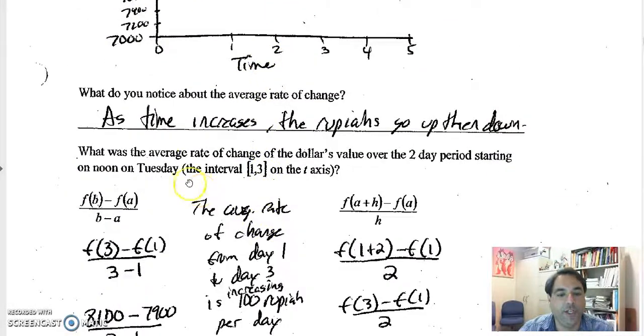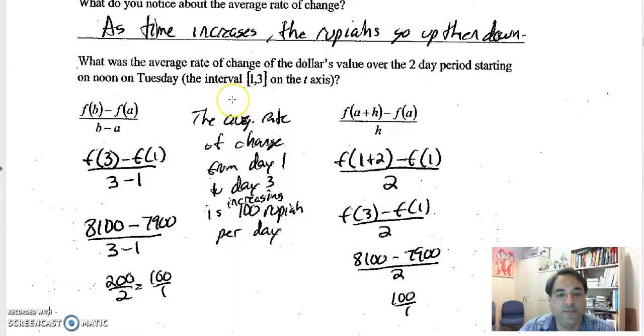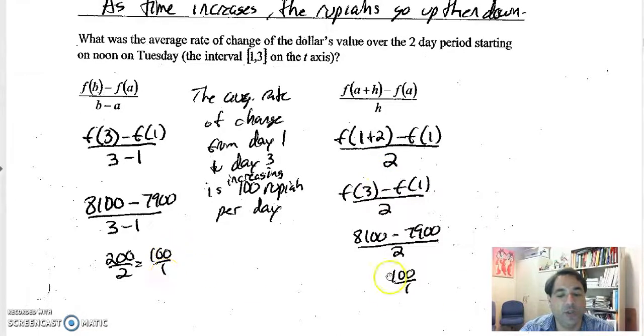So, what do you notice? As time increases, the rupees go up and they go down. So what is the average rate of change over the 2-day period from day 1 to day 3? We're starting at day 1, A is 1, B is 3. So f of 3 minus f of 1 over 3 minus 1. Another way to look at it, f of 1 plus 2 days later, which is still f of 3, minus f of 1 over 2. And we get the same answer, 100 over 1. So the average rate of change from day 1 to day 3 is increasing 100 rupees per day.